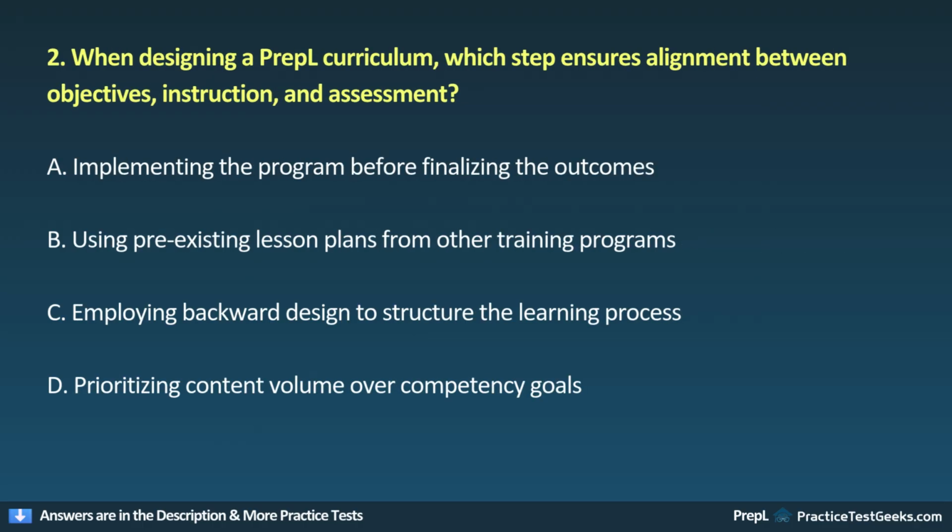2. When designing a PrepL curriculum, which step ensures alignment between objectives, instruction, and assessment? A. Implementing the program before finalizing the outcomes. B. Using pre-existing lesson plans from other training programs. C. Employing backward design to structure the learning process. D. Prioritizing content volume over competency goals.